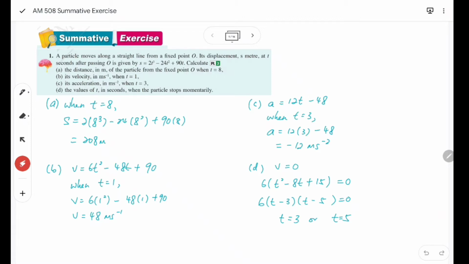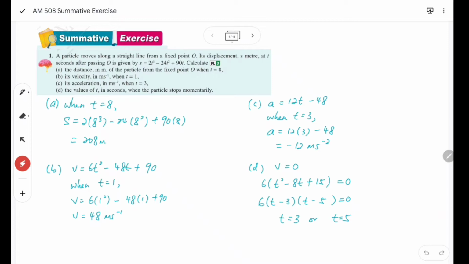Although it says distance, it wants the distance of the particle from the fixed point O when t equals to 8. So basically we can find the displacement when t equals to 8. Sub in t equals to 8 into the displacement function, we have 2 times of 8 cubed minus 24 times of 8 squared plus 90 times of 8. Then we get 208 meter.